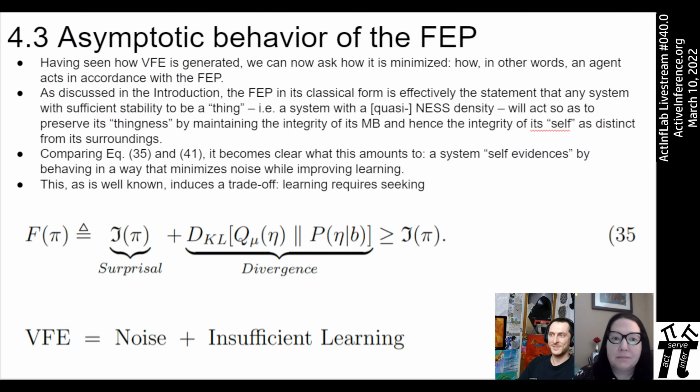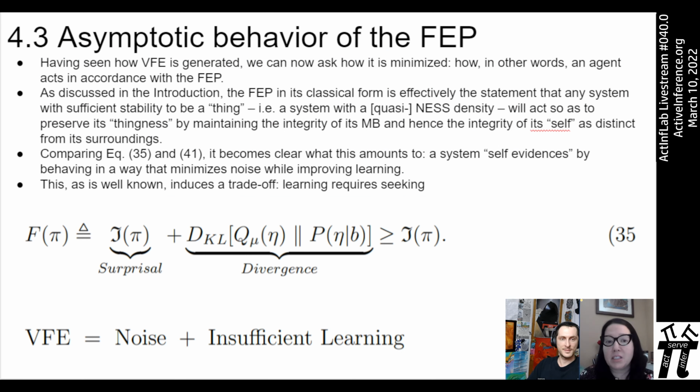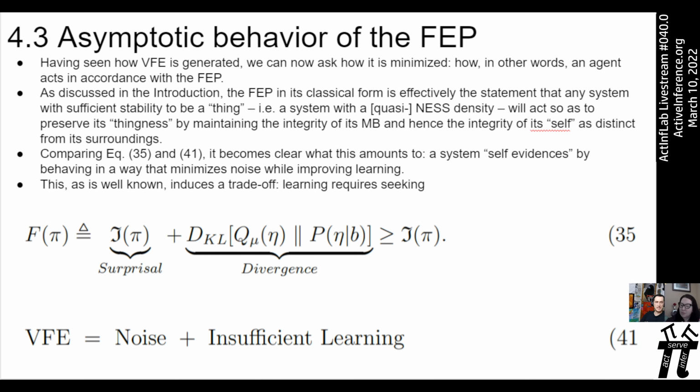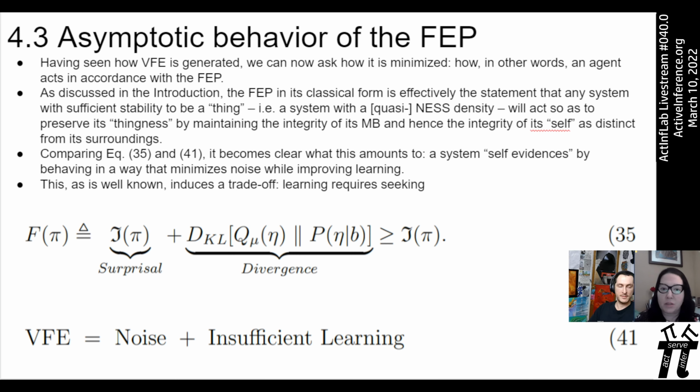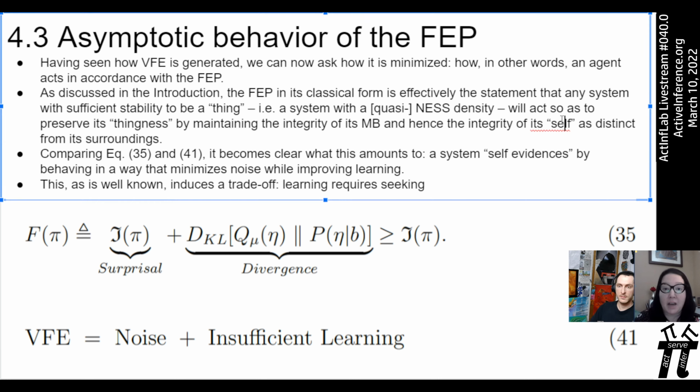Okay, cool. So asymptotic behavior of the FEP. We have these two formulations, surprisal and divergence, which we've seen before in a similar way many times, and then noise plus insufficient learning. Now we want to say, how is it minimized? How does an agent act in accordance with the FEP? What do you want to add here?